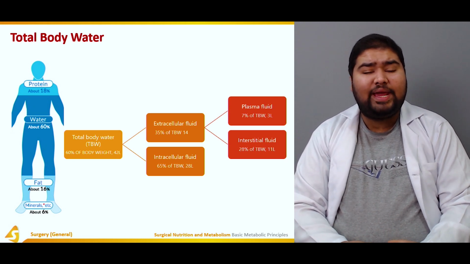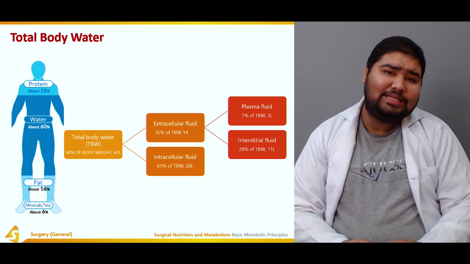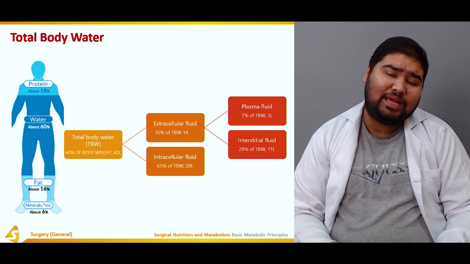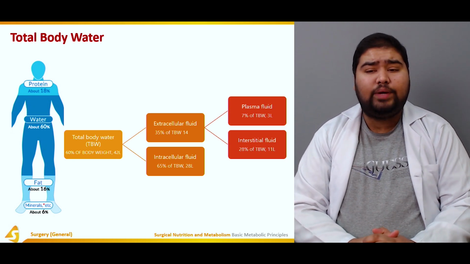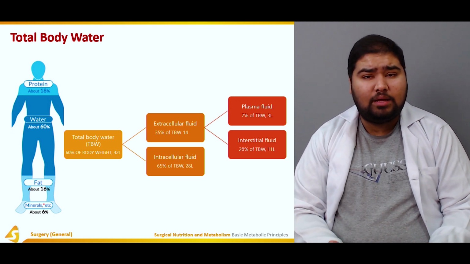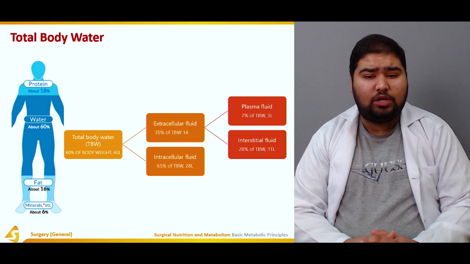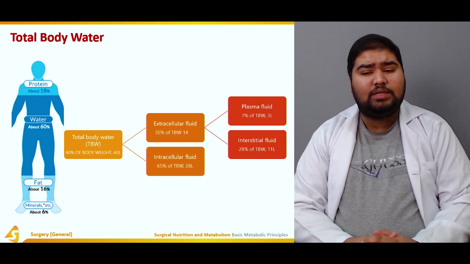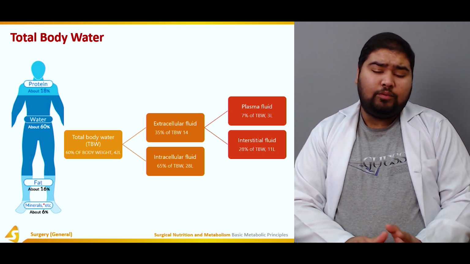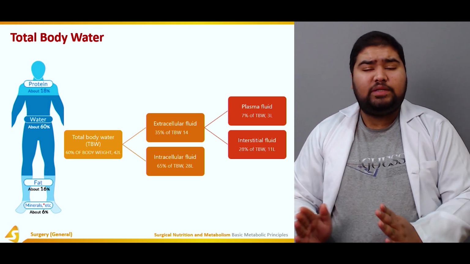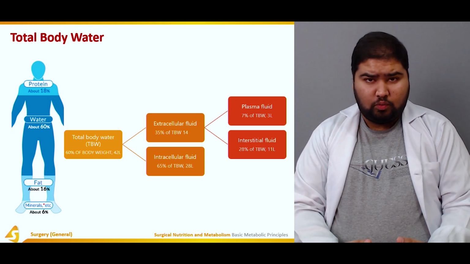Now we have the interstitial fluid. Interstitial fluid is present within the interstitium of the cells, and it is about 28%. That is the bigger portion of the extracellular fluid. So it comes out to be about 11 liters. So these are the subdivisions of the total body water.